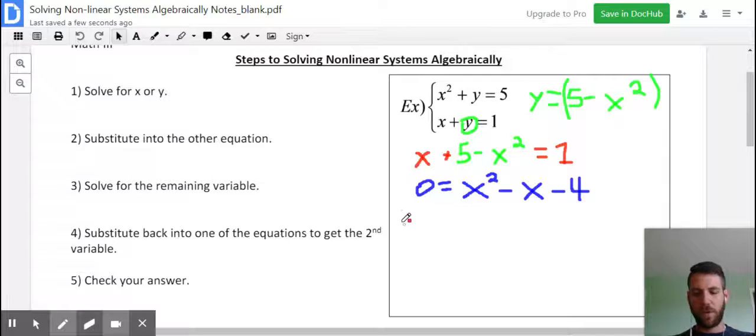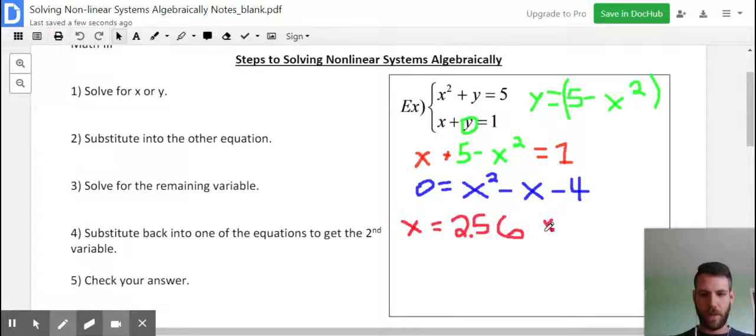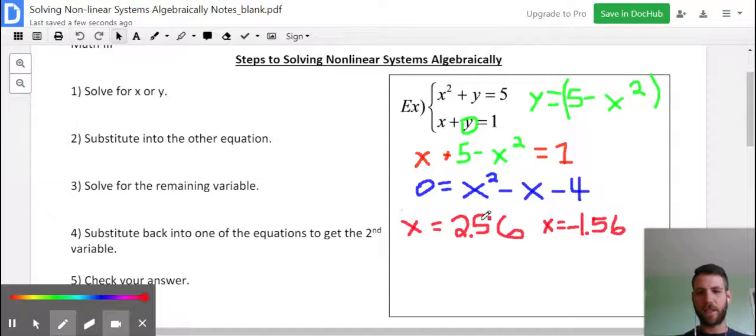Once you've completed that process, the two answers for x that you would get would be x is equal to 2.56, and x is also equal to negative 1.56. And what would be left is to use probably the second equation to see if we can take x in both these cases and find y. So it would just be 2.56 plus something equals 1, and then the same thing with this x.